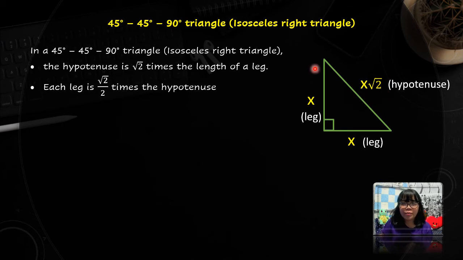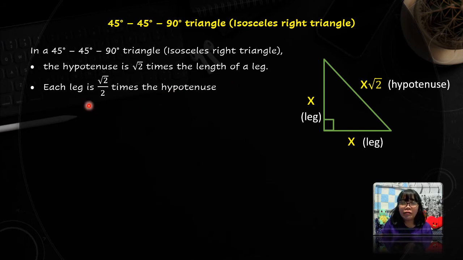So say for example, this leg is 4. So this is 4, and this leg is also 4. And our hypotenuse will be 4 square root of 2 because we multiplied 4 by square root of 2. So that is how you get the hypotenuse in a 45, 45, 90 degree triangle given the length of the leg.